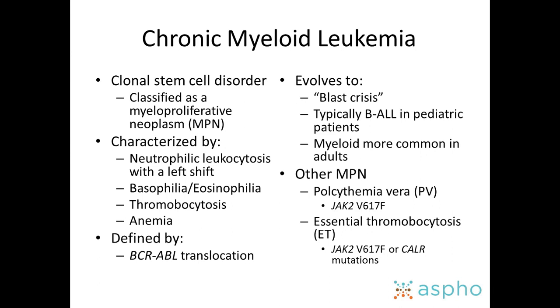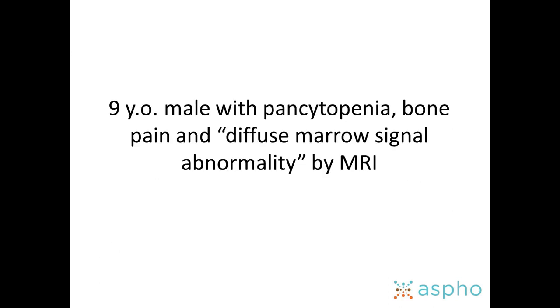Interestingly, unlike in the adult population, pediatric patients with blast crisis typically evolve to B lymphoblastic crisis, not myeloid blast crisis. And we've seen many patients presenting with apparently de novo Philadelphia positive ALL that in fact had lymphoid blast crisis of CML. The other myeloproliferative neoplasms that we occasionally see in pediatrics are polycythemia vera, characterized by JAK2 mutations, or essential thrombocytosis, characterized most commonly by JAK2 or CALR mutations.